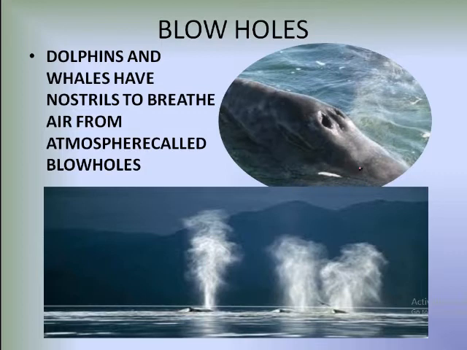Now blowholes. Dolphins and whales have nostrils to breathe air from the atmosphere, called blowholes. In dolphins and whales you will see blowholes like these. Through these holes they come above the water. You can see in this picture they are coming above the water and releasing water. These are known as blowholes, and they enable them to respire.